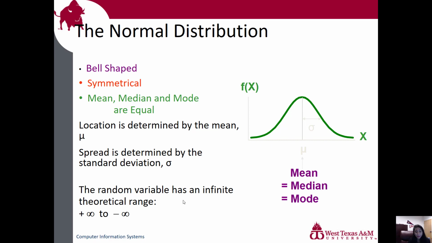This should be a little bit of a review too. So the normal distribution is bell-shaped, it's symmetrical, and its mean, the median, and the mode are all the same. The mean is denoted by this mu, and the standard deviation is denoted by this sigma here. The normal distribution also has an infinite theoretical range, so from positive infinity to negative infinity.